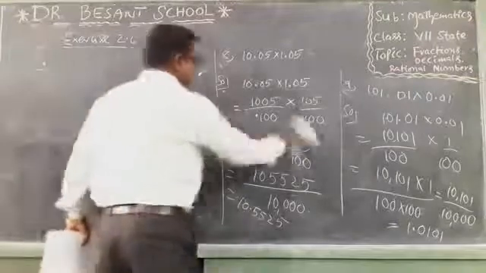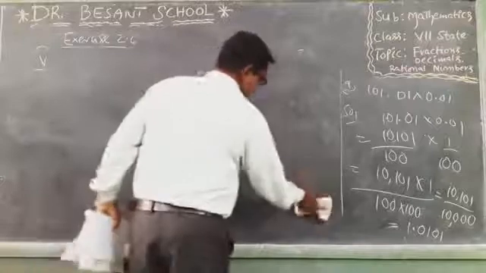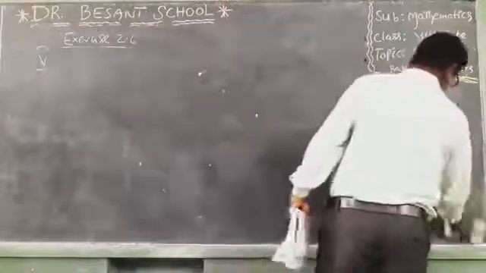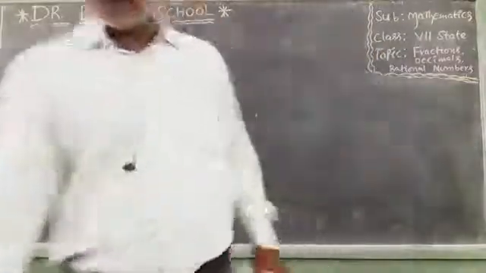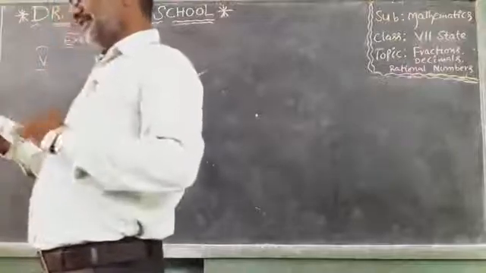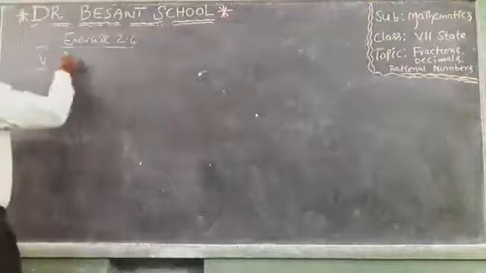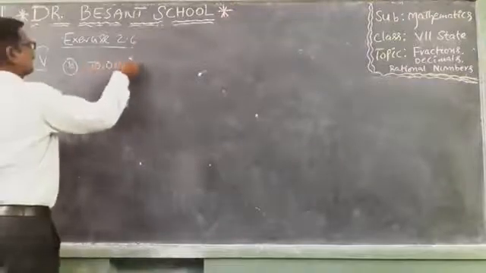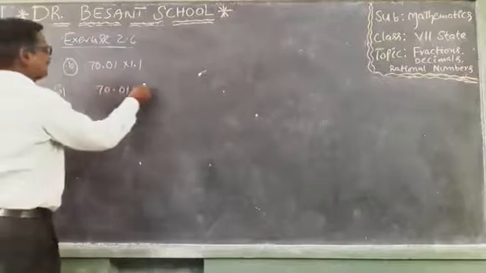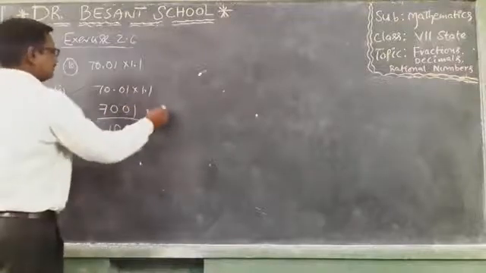Okay, children. See the textbook. Come to the next problem in this Roman. Verify, children. That is fifth Roman, 10th one. 70.01 into 1.1. This is 70.01 into 1.1. It is 7001 by 100 into 11 by 10.